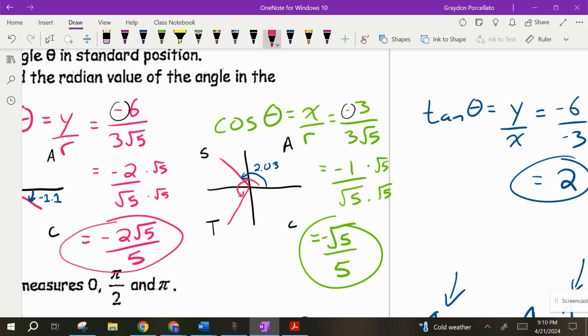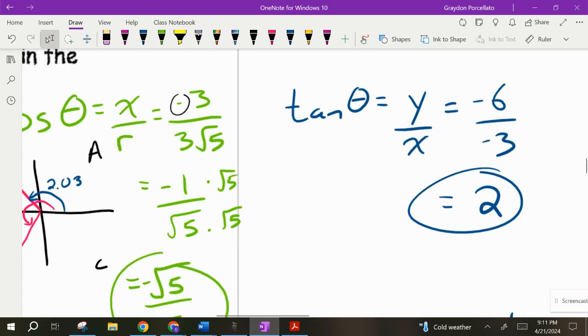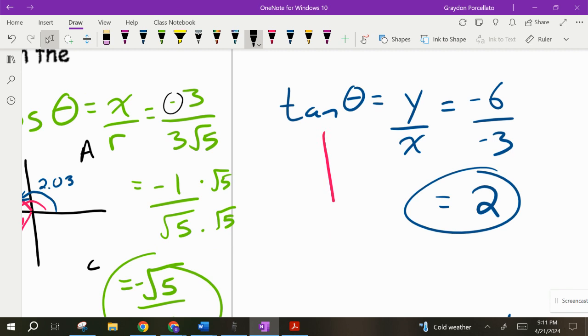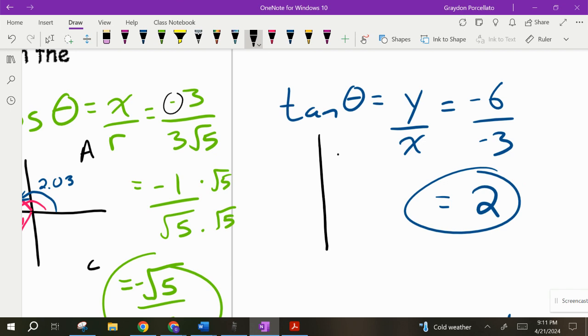Okay, so notice how we're still not getting our correct answer here. This is problematic, right? Because we're not getting what we want to know. We're not getting the actual angle that we want to know. So let's see if tan gave us the right thing. So tan, let's try and draw this.